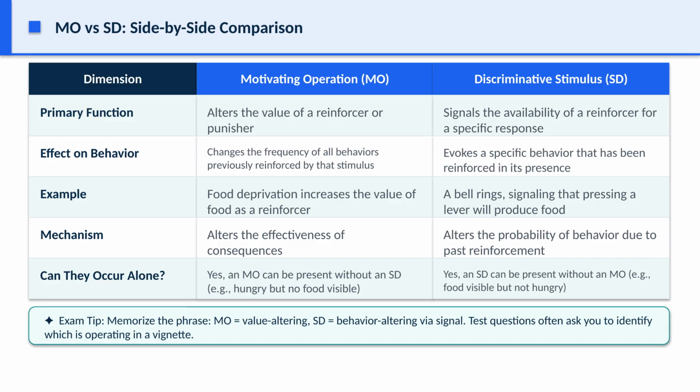Crucially, they can operate independently. You could be hungry, MO, with no food in sight, no SD, or see food, SD, but not be hungry, no MO. On the exam, expect scenario-based questions asking you to identify whether a change in behavior is due to an altered reinforcer value or a discriminative signal. Mastering this distinction is essential for designing effective interventions.